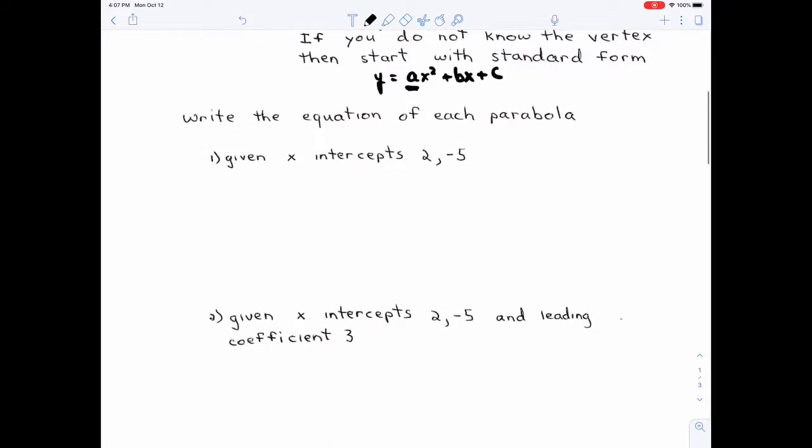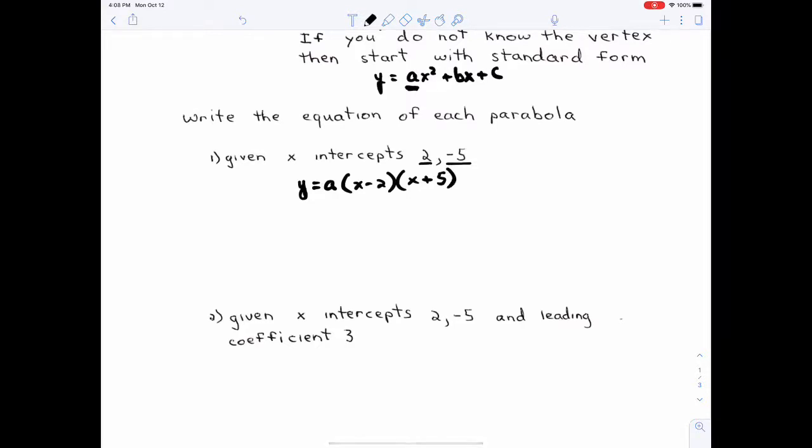First of all, do we know the vertex? No, we don't. So even if we did, it's y equals a. But we don't know the vertex, so we're not going to write vertex form. We're going to write standard form. So what are we going to do? Well, we know the x-intercepts are 2 and negative 5. So what would the factors be that would give 2 as an x-intercept and negative 5 as an x-intercept? x minus 2 would give us 2, and x plus 5 would give us negative 5.